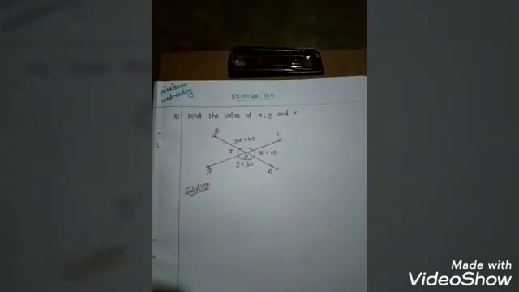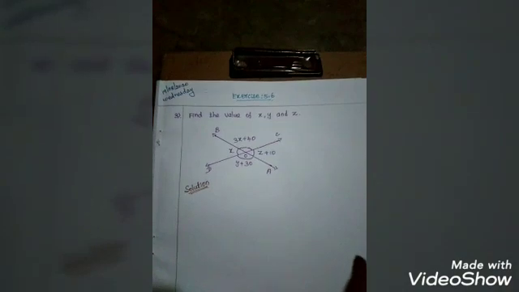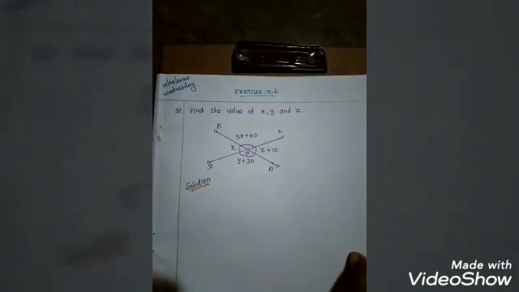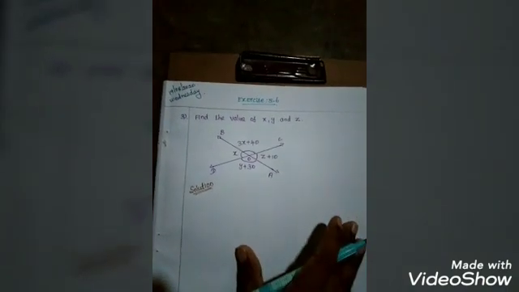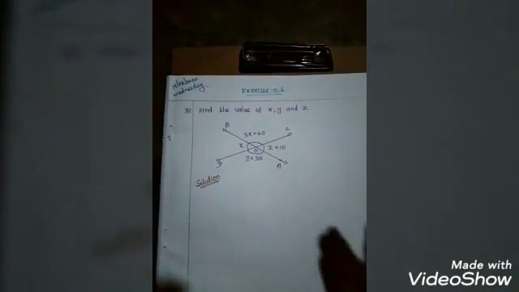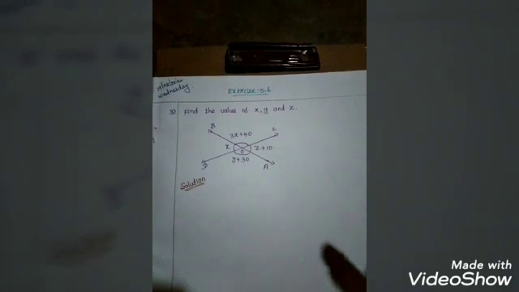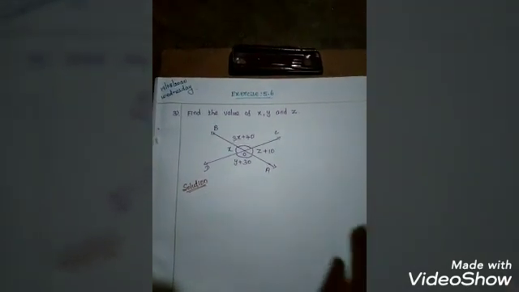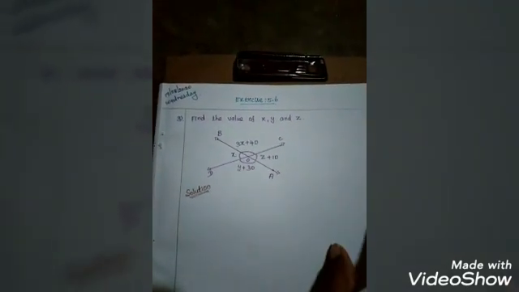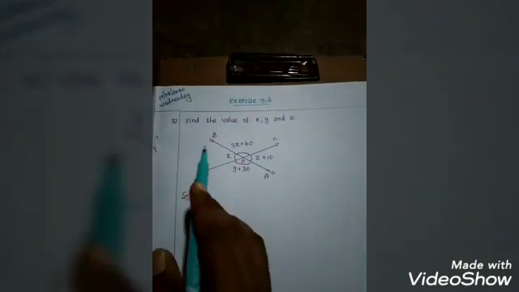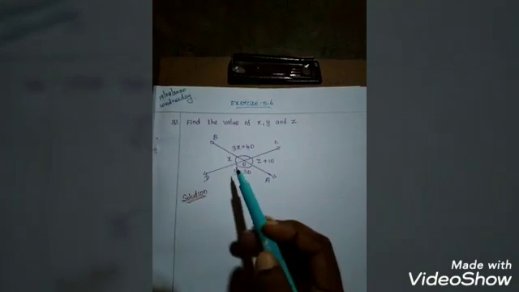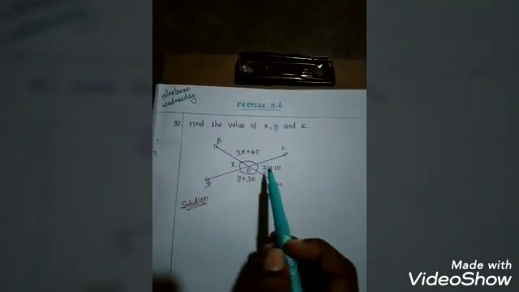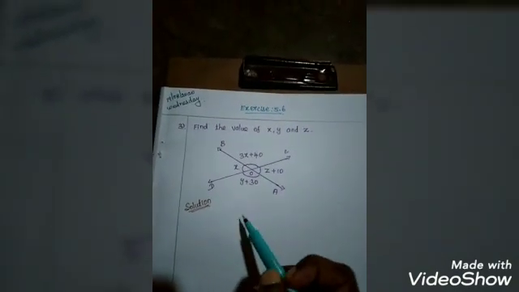In this class we are going to learn about exercise 5.6. This is based on angles. Listen carefully: you already know exercise 5.6 first and second sums. Now you see the third sum. Find the value of x, y and z. In the figure, we are asked to find the values of x, y, z.